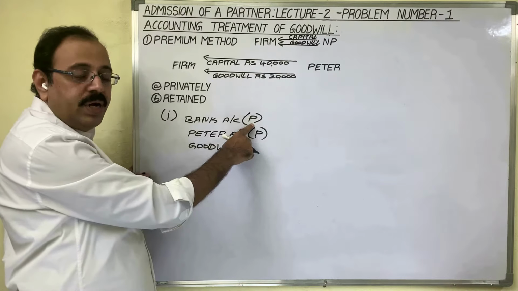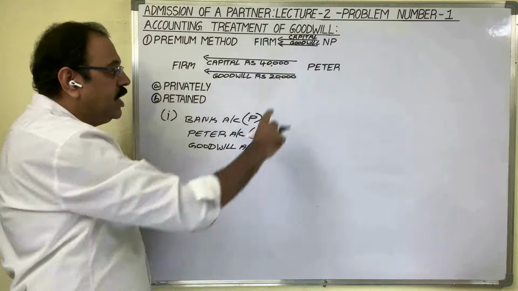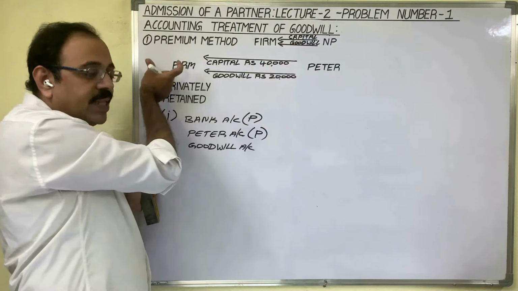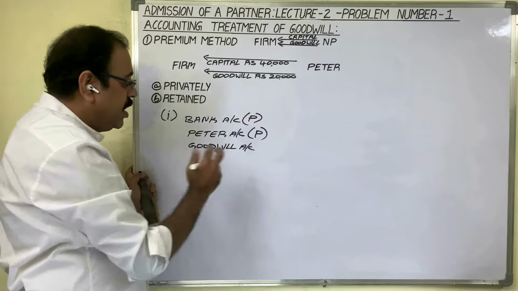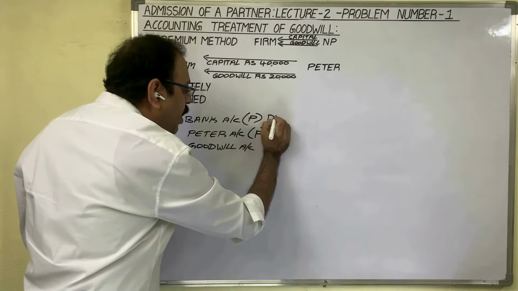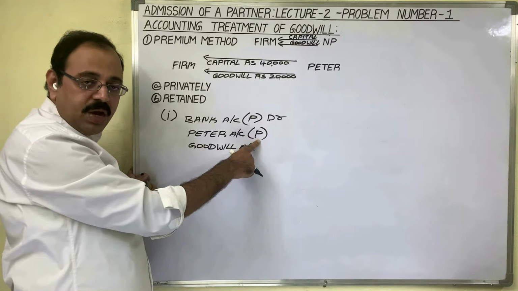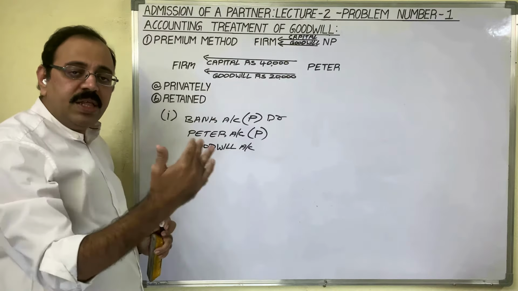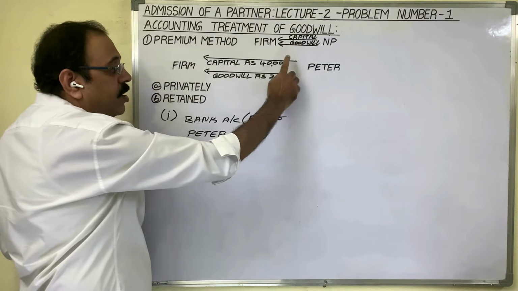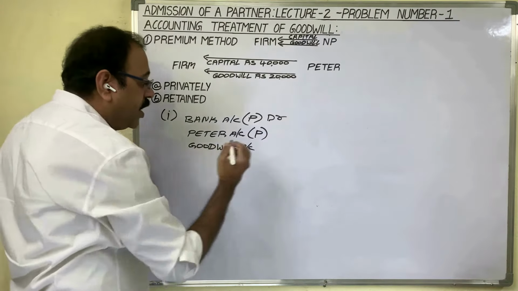Personal account rule: debit the receiver, credit the giver. Our assumption is this 60,000 is deposited in the bank. So bank becomes a receiver. Bank account should be debited. Then Peter account. It is a personal account. Personal account rule again the same: debit the receiver, credit the giver. Peter is giving capital and goodwill amounts. He is a giver. Credit him.